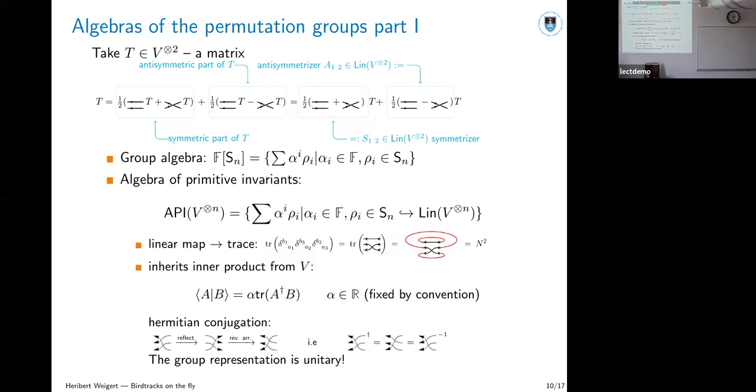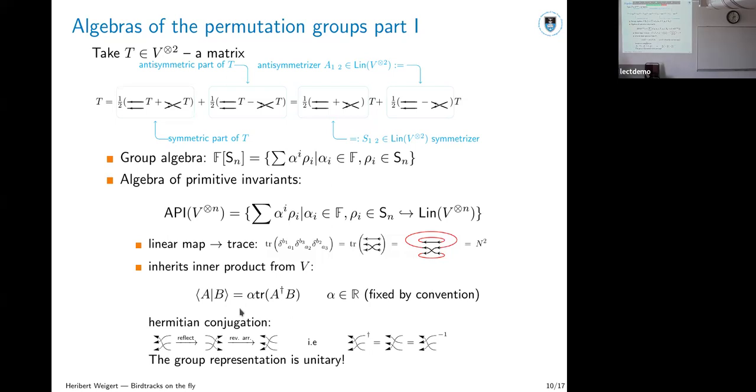It also, because we're talking about these linear maps on V to the n, we inherit the inner product if V had one. And what this turns into is actually just a multiple of the trace operation as listed here. Any two such linear tensor operators have an inner product that is given by this trace. And you can always stick a real overall prefactor on, that's just convention, and that's chosen in different ways in different fields, so I leave it generic here.